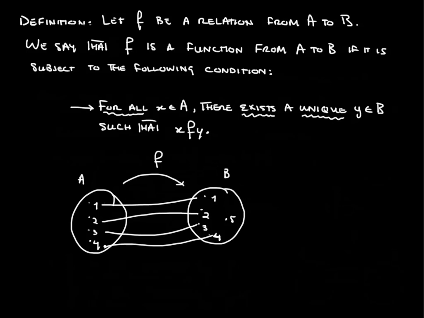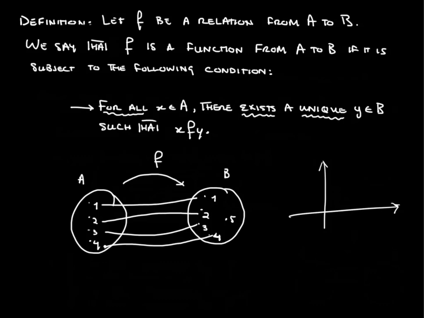Now notice that I don't have any for all quantifier for my elements in my set B, which means that this element 5, okay, the 5 that is in B, I don't need to have any element in A to be related to 5 in B. This isn't a requirement.